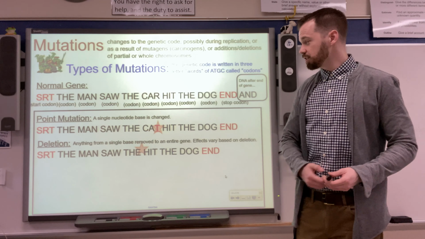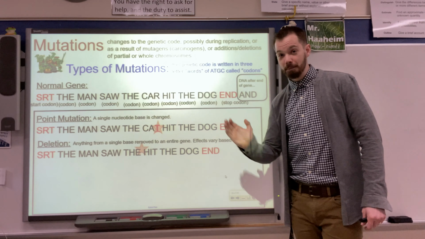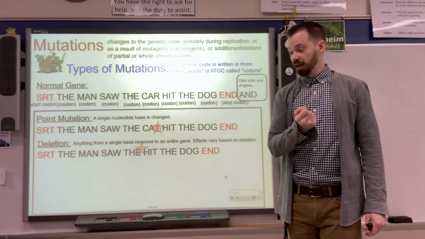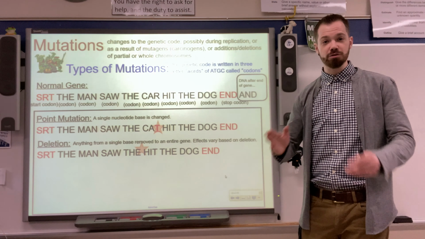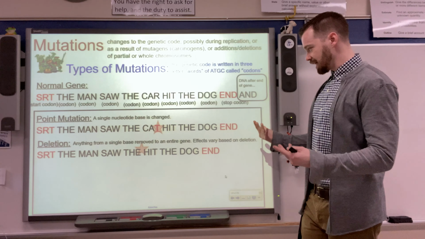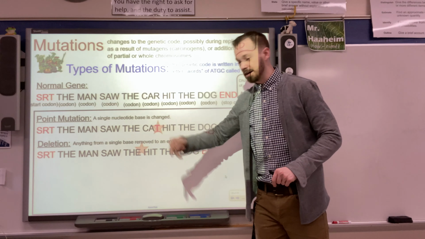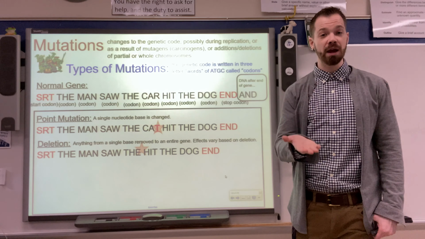The next kind of mutation is called a deletion. Now, this is where you actually remove a letter from the genetic code. You could actually remove anything from a single letter to an entire gene. You might remove one or more letters. Now, in this case, what I did is I removed 3 letters, which is lucky because that means that we're not going to cause a frame shift.